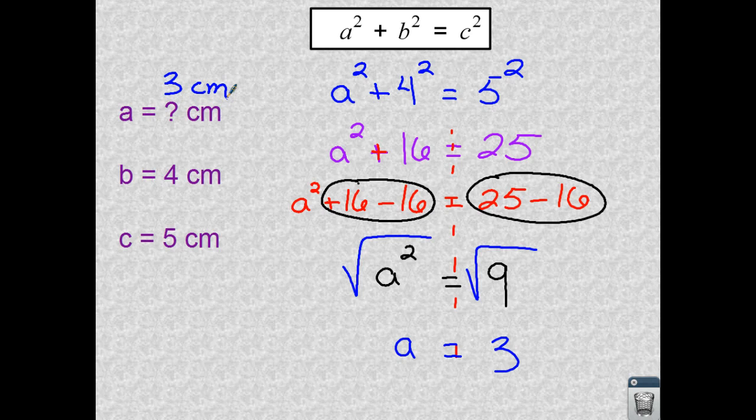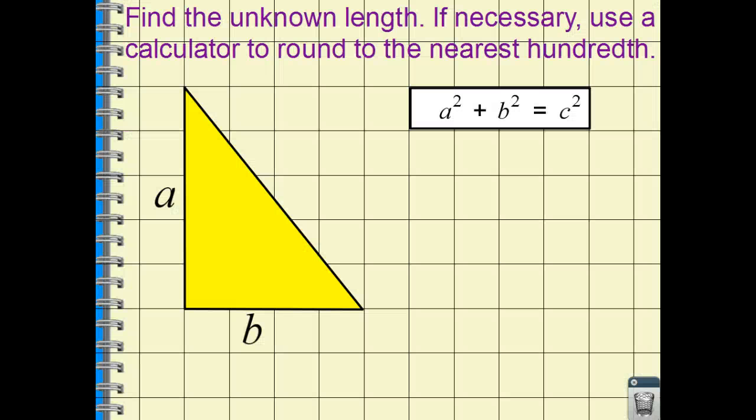Look at how all of that worked out. Every time we did the problem for that missing variable, we always ended up with that 3, 4, 5 right triangle. And again, this only works with right triangles, 90-degree triangles.